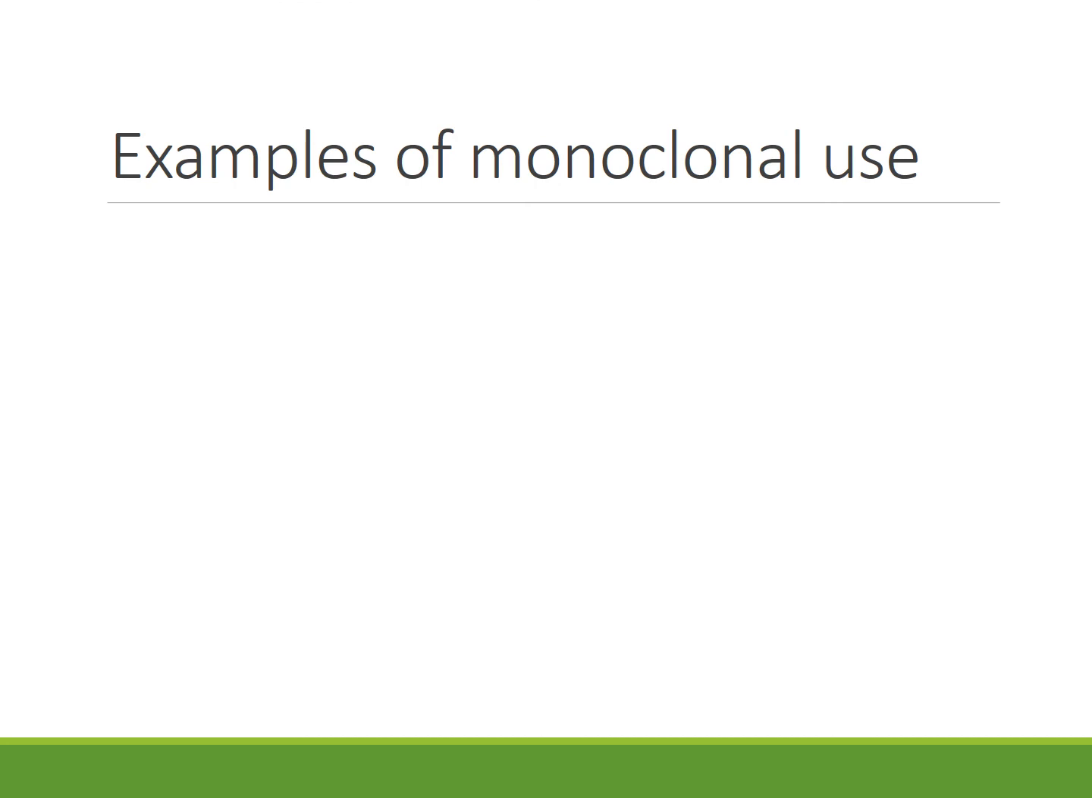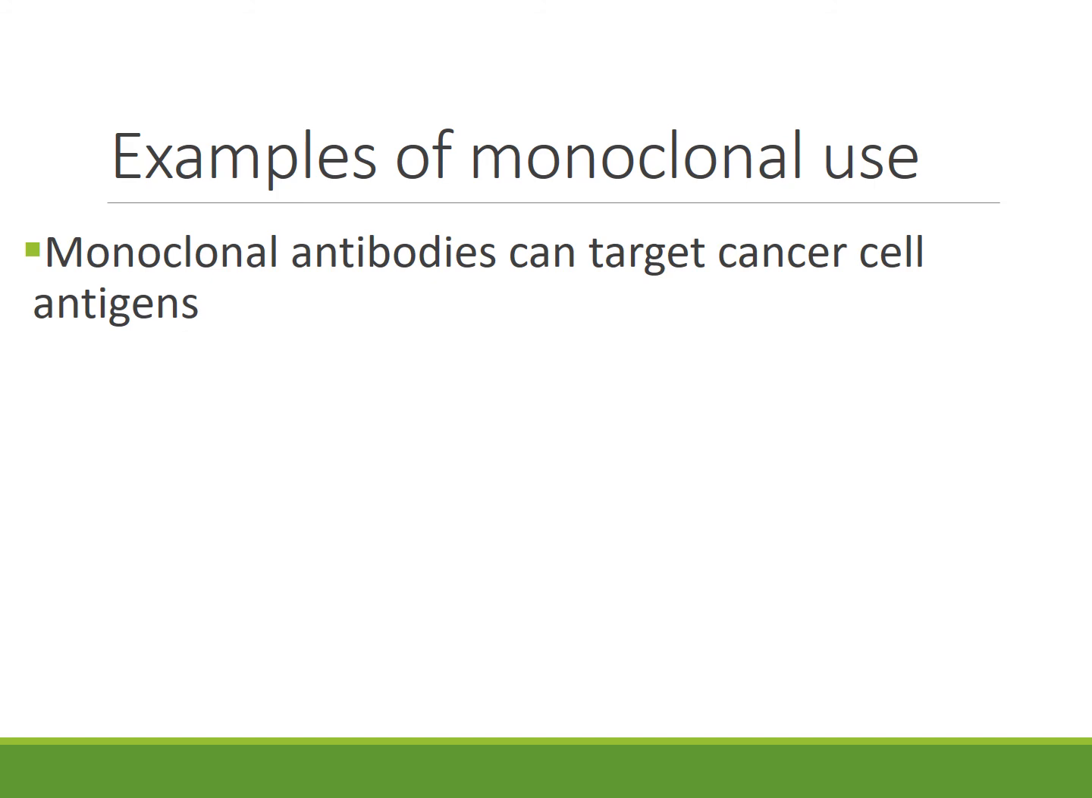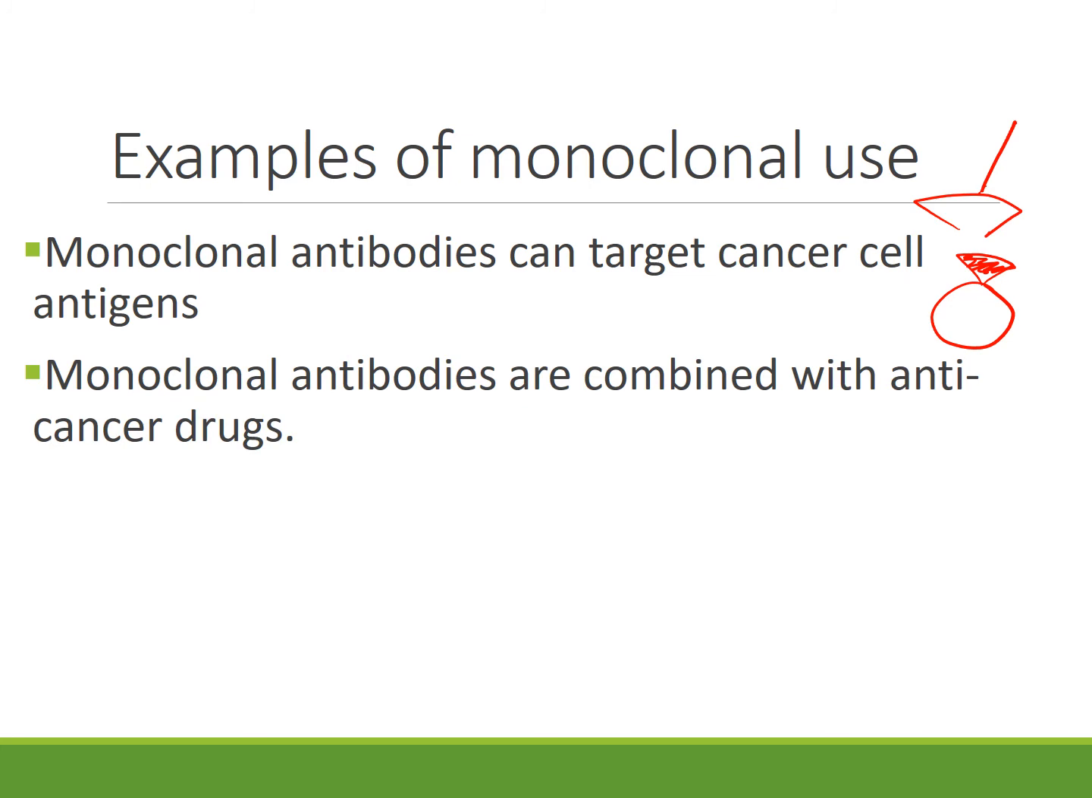So this is the important part, the uses of monoclonal antibodies. So they can target specific cancer cells. For example, if we have a specific cancer cell that has this antigen on it, it works as a marker. So we can then produce antibodies as a treatment for that cancer. And then we can combine them with anti-cancer drugs.